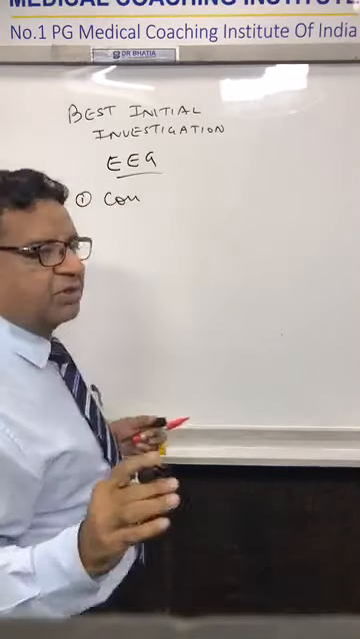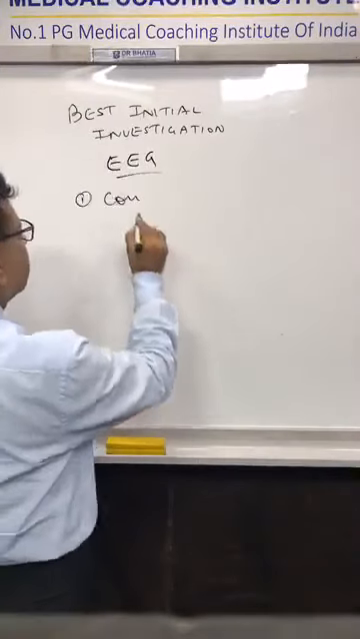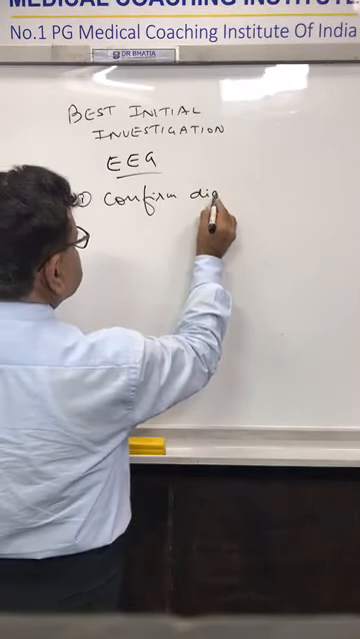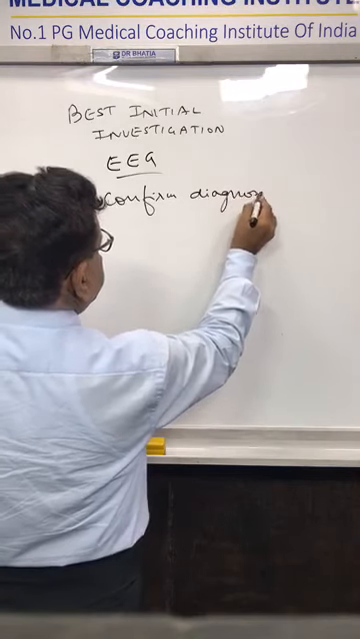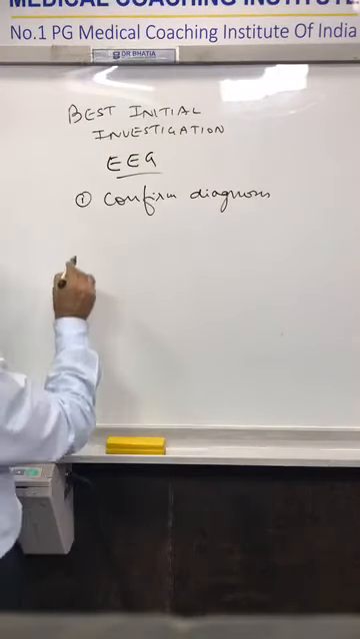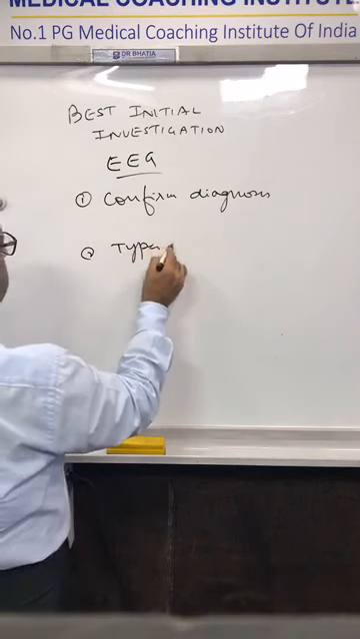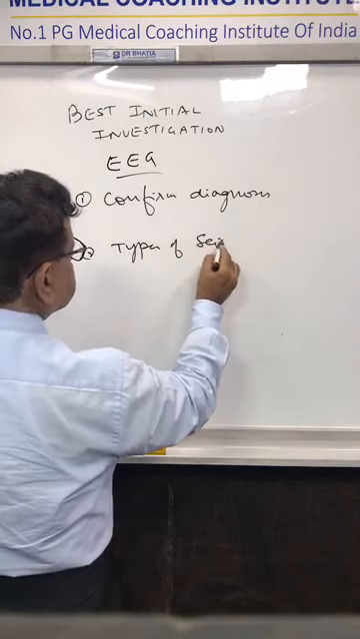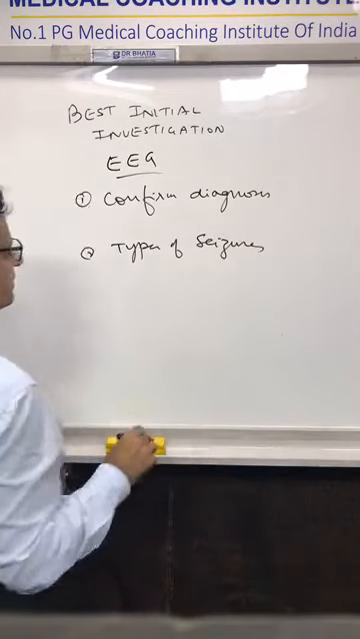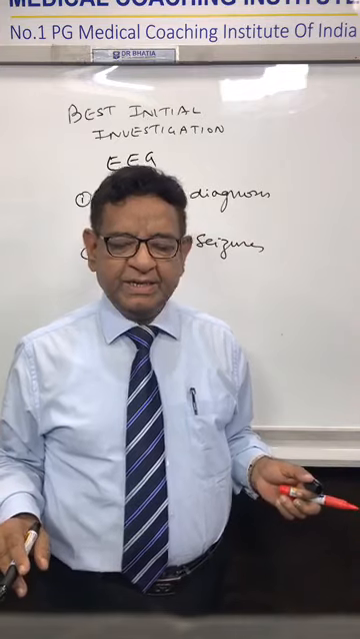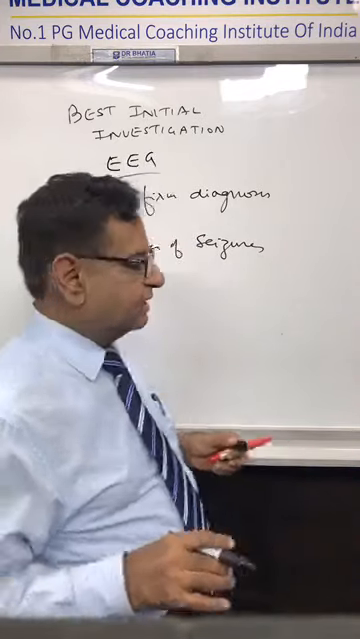Now what is the importance of doing EEG? It will confirm the diagnosis, whether the patient has epilepsy or not. It will also confirm the type of seizures. What type of seizure the patient has, because different seizures have different types of recording, right?